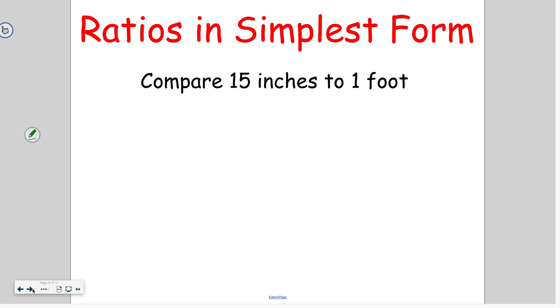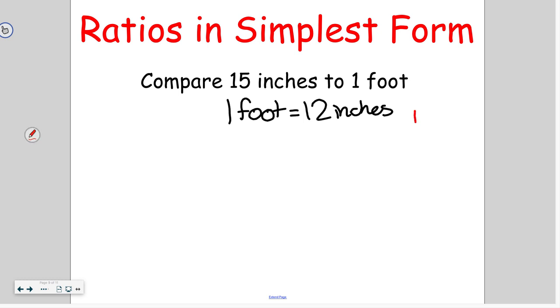Same kind of idea here. You want to compare inches to feet. You should be aware that 1 foot is equal to 12 inches. I want you to go ahead and try this one on your own, pausing the video, hitting play when you are ready to check your answer.